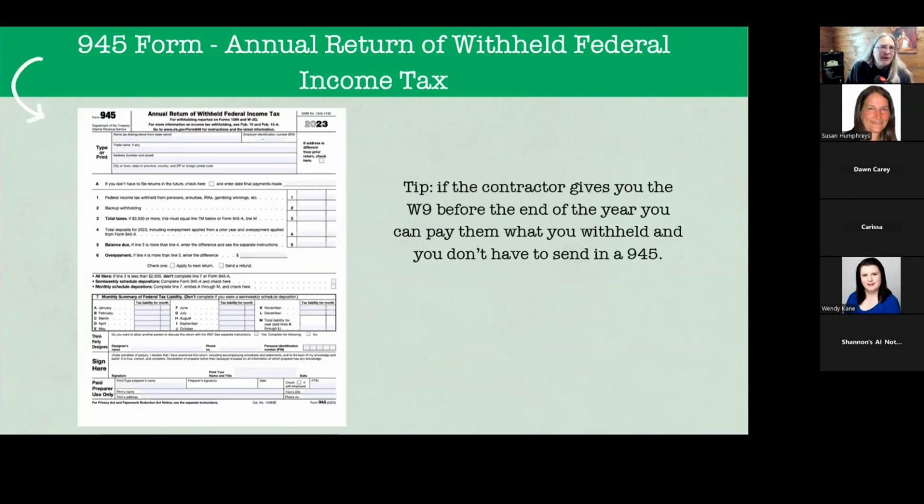And this is just what the form 945 looks like. You fill out the top part with the information, and then how much federal withholdings, and then it wants you to break it down by month down here in this section.